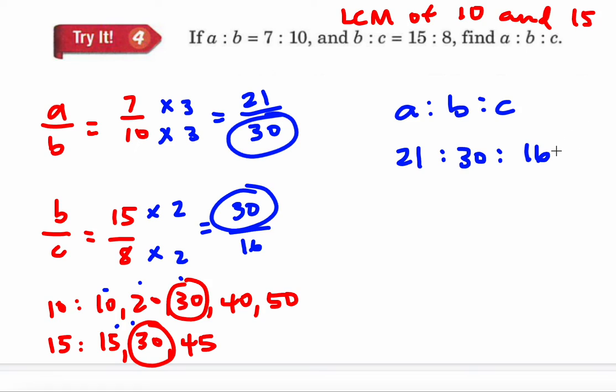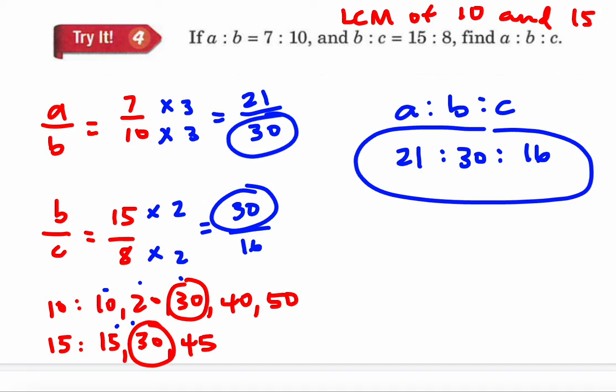Okay? And can I reduce that further? I don't think so, because 21 has the factors of 3 and 7. That's the only ones. And 7 doesn't go into 16. So they don't have any common factors to get to. Okay, so that's your answer. The ratio of A to B to C would be 21 to 30 to 16.